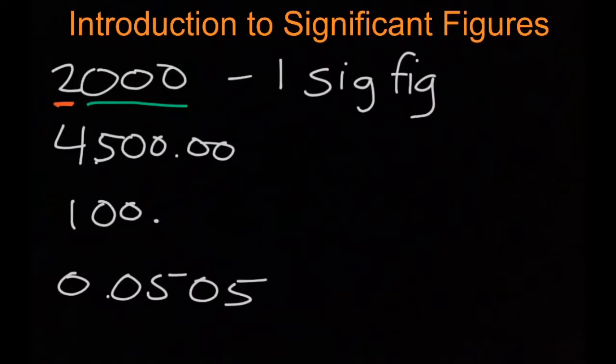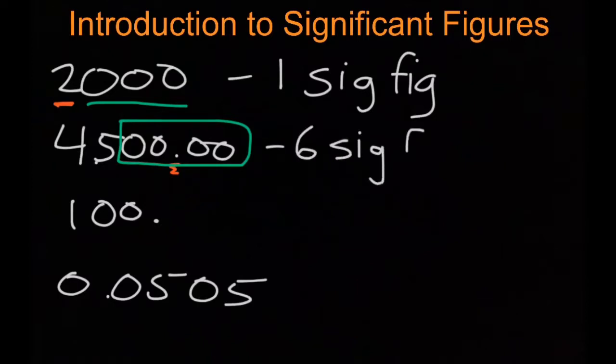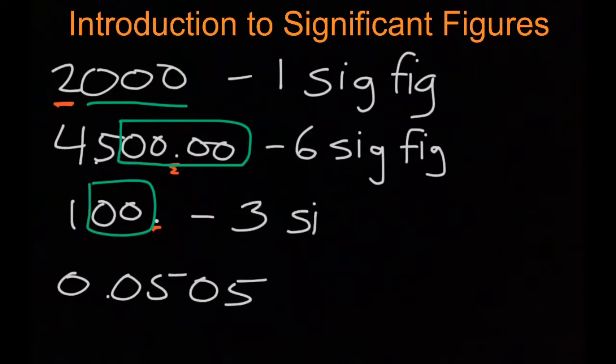On to the next one, 4,500.00. Since we have a decimal right here, it makes all these trailing zeros significant. So we have 6 significant figures in this value. On to the next one, 100 with a decimal point. Since there's a decimal point right here, these 2 zeros will become significant. Therefore, we have 3 significant figures for this one.